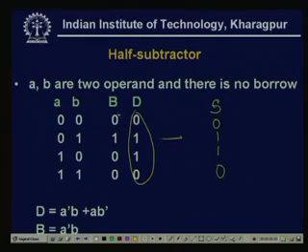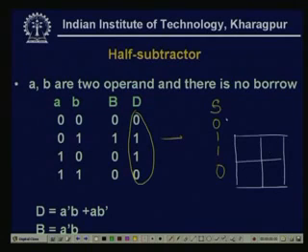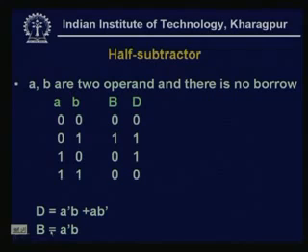Now, the borrow is 0 1 0 0. If we draw the Karnaugh map, with A B as 0 1 0 1, then only for the 0 1 case, that means A is 0 and B is 1, there is a 1 and all others are zeros. So, this min term is A dash B. See here that my borrow is A dash B.